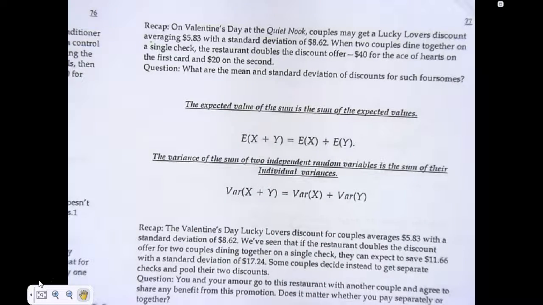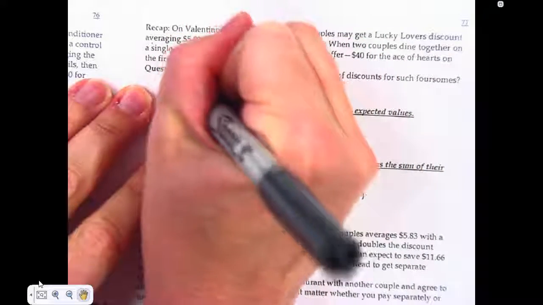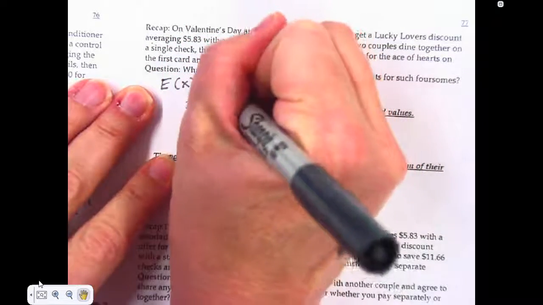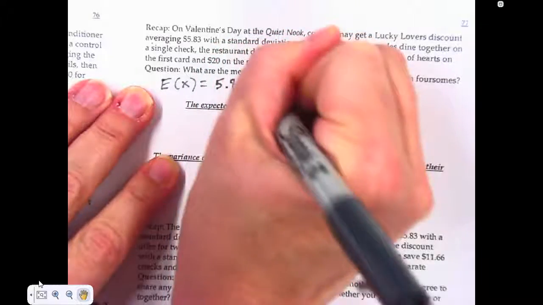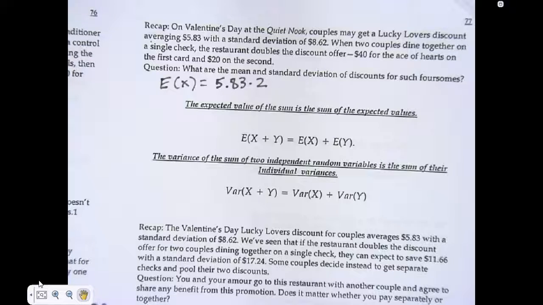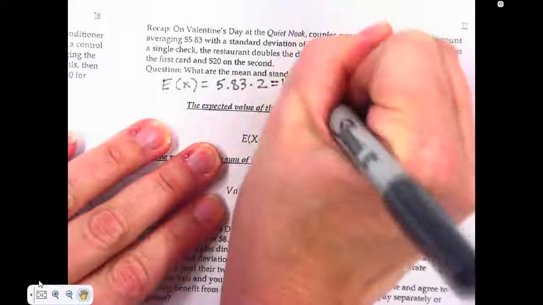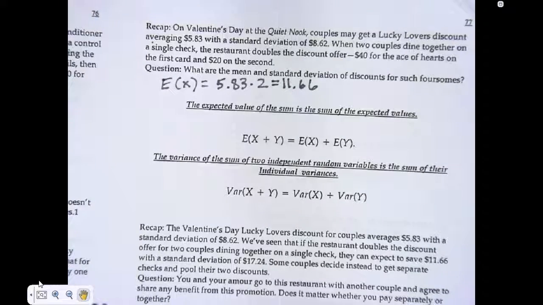So let's start with our mean. Our average discount was $5.83. Since everything was doubled, this wasn't bad. Our new discount is going to be that $5.83 times 2. So $5.83 times 2, the new average discount is going to be $11.66. This is kind of like what we were doing back in Unit 4.